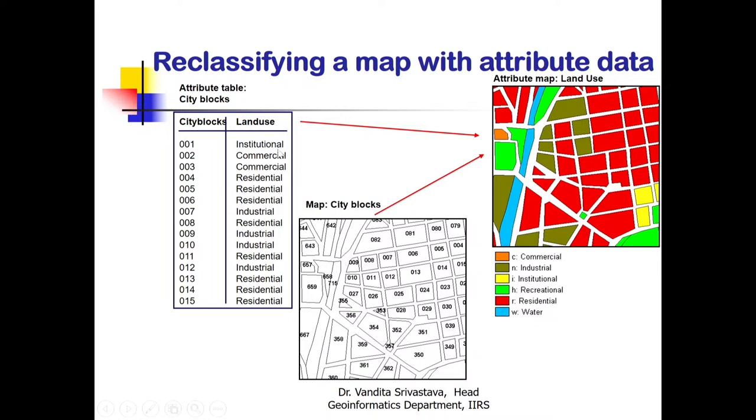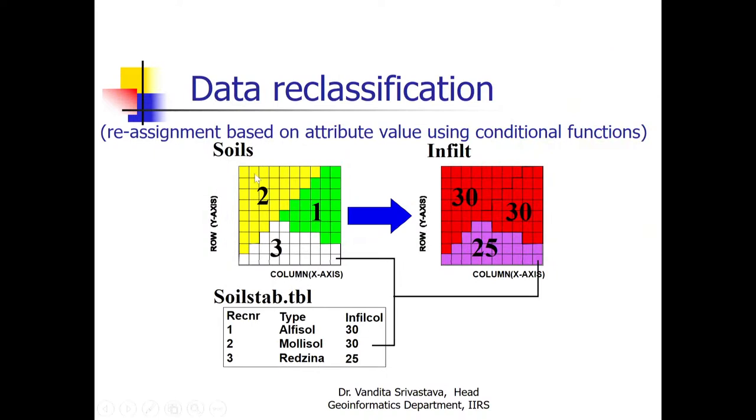So this is an example from IIRS software, which was using the column in the attribute table in order to make this kind of map. You can also do it in ArcGIS and other softwares using various other commands. The commands may vary, but the concepts remain the same. So you can always do what you can do in one software, you can always do it in another software most of the times.